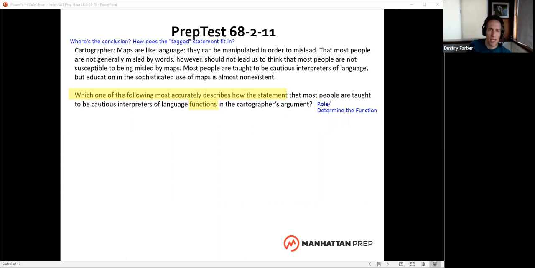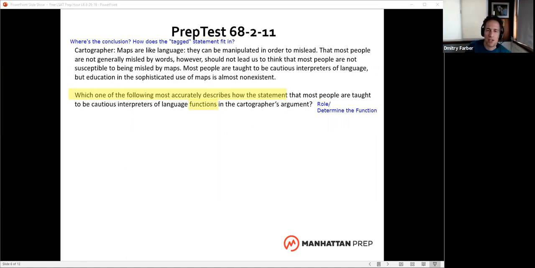Now, if we look at the part that says they can be manipulated, maps are like languages. They can be manipulated. But notice it says that most people are not generally misled by words, however, should not lead us to think that most people are not susceptible to being misled by maps. So they're saying most people were not fooled by words. That's a surprise to me. I think a lot of people are misled by words, but okay. The author seems to think that's not common.